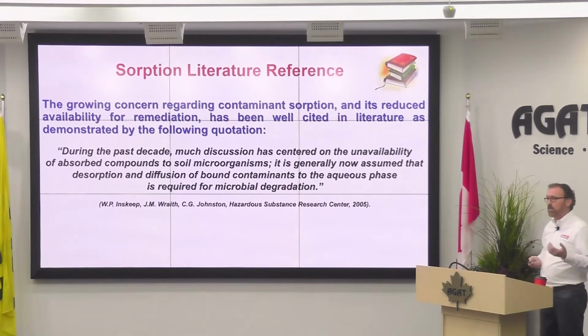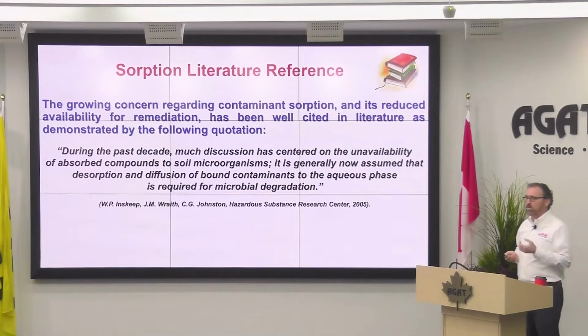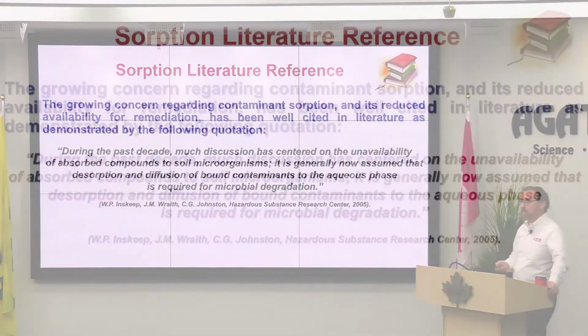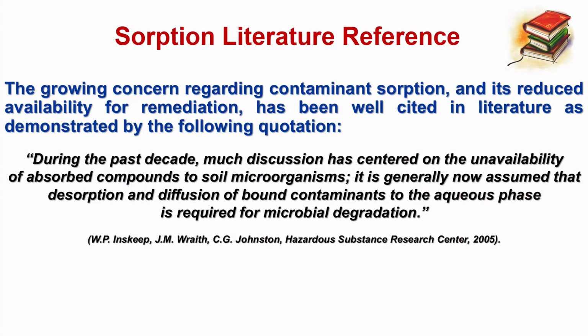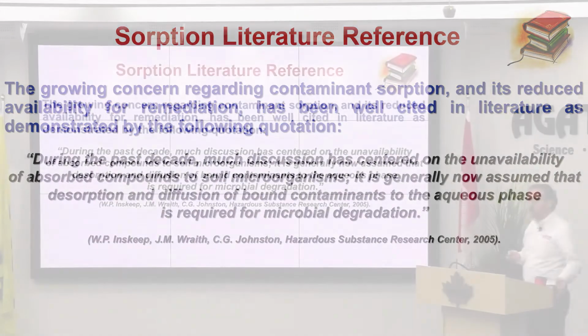Anyway, if it's not in that available form, you're going to have some challenges trying to remediate that. And I like to use this analogy that goes back to a quote from 2005 talking about what they've been considering a concern for over a decade when it comes to remediating contaminated sites relative to desorption. It's going to focus on bioremediation, but it's not limited to that. It includes physical and chemical processes. During the past decade, much discussion has centered on the unavailability of sorbed compounds to soil microorganisms. It's now generally assumed that desorption diffusion of bound contaminants to the aqueous phase is required for microbial degradation.